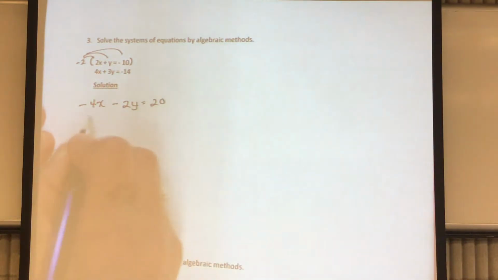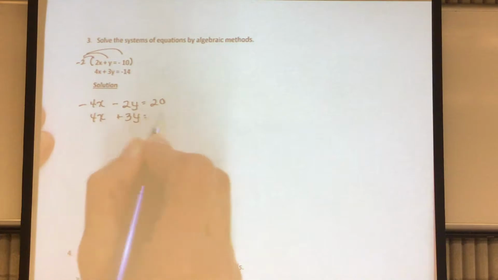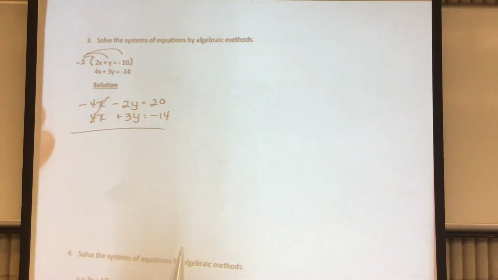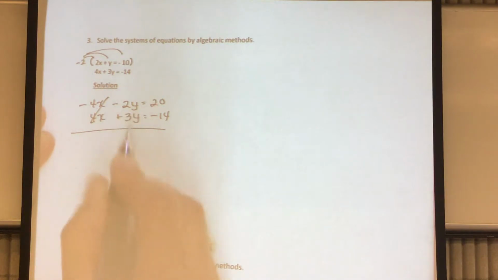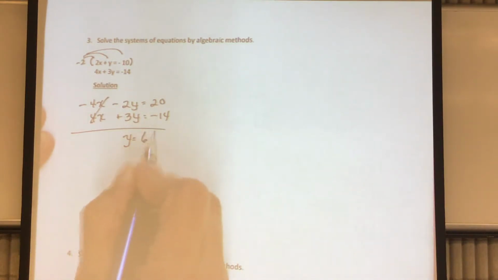And I'm going to add it to the second equation, 4x plus 3y equals negative 14. And we see that the x term is canceled. Now we combine the y. Negative 2y plus 3y is just 1y. 20 minus 14 is 6.